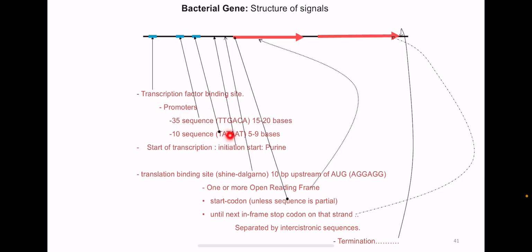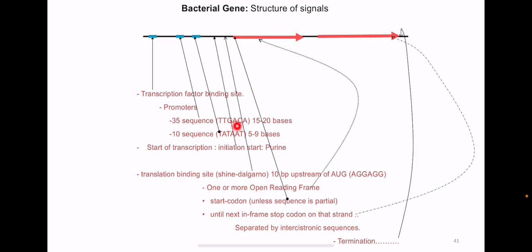right? I call this the TTGACA, but it's actually the negative 35 sequence. Everything upstream of a gene is in the negative region, and everything downstream is in the positive. So if a sequence is found upstream of the gene, we add a negative to it. So how many nucleotides away from the gene is it?